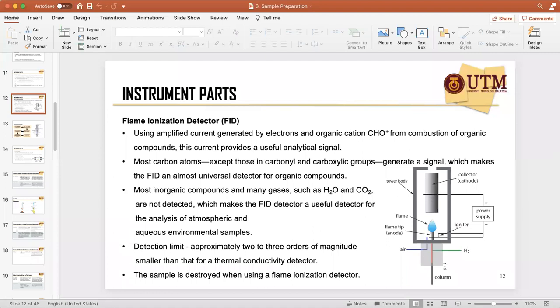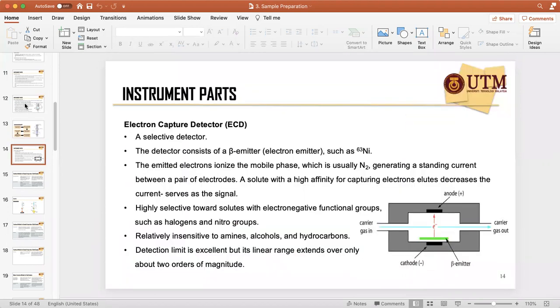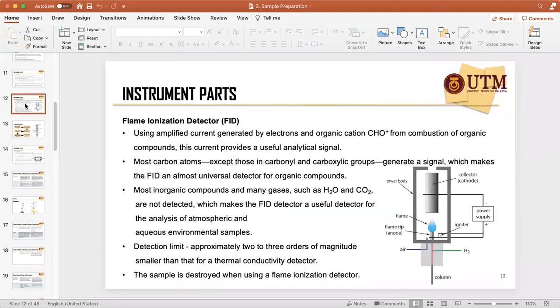Right. So as I mentioned before, there are a lot of detectors for GC, but the main GC detector is going to be FID and also ECD, electron capture detector. This is going to be the most frequently used GC detector. There is also another detector, which is the mass spectrometry detector, but for that kind of detector you will be going into depth in, I think, your spectroscopy subject.